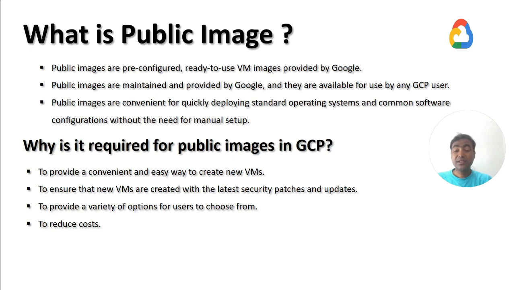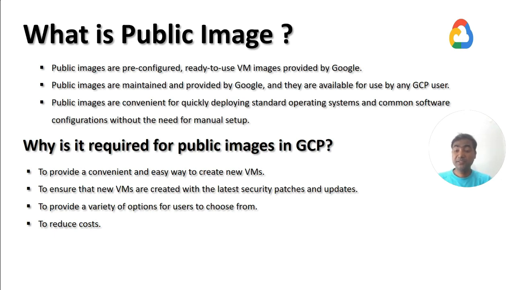Let's consider one real-time example so that you can easily understand it. A new GCP user might use the public image of Ubuntu operating system to create their first VM. A developer might use a public image of a Java development environment to create a VM for developing their Java application. Another example guys, like a company might use a public image of a web server application to create a VM for hosting their website.